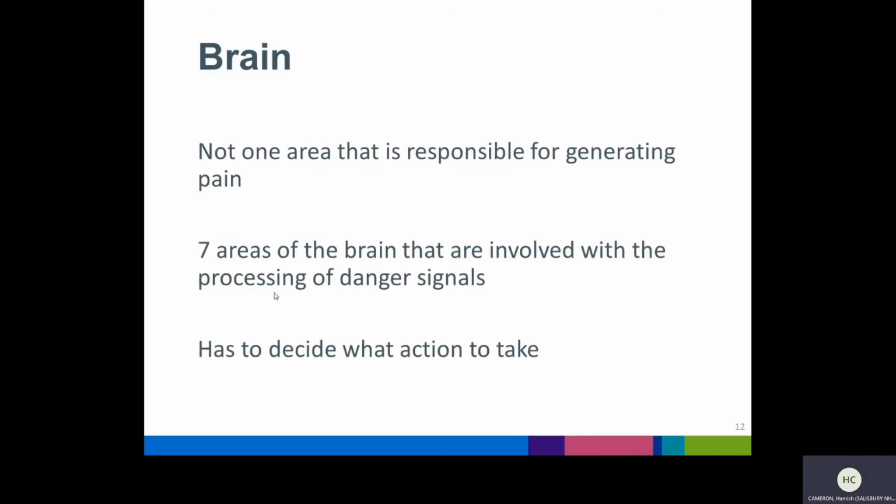So there isn't one area of our brain that's responsible for this decision. It uses lots of different areas of our brain to try and process this danger message. And the reason for that is it's trying to decide what's just happened and what action it needs to take.